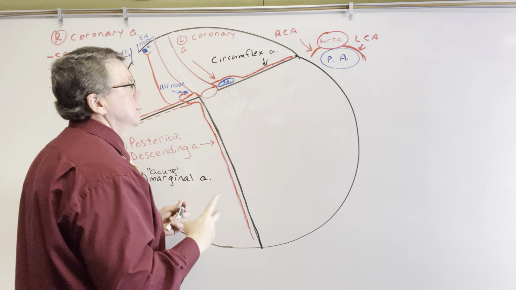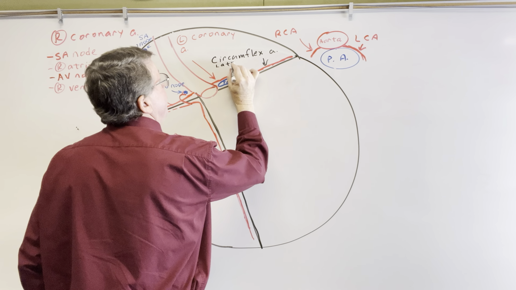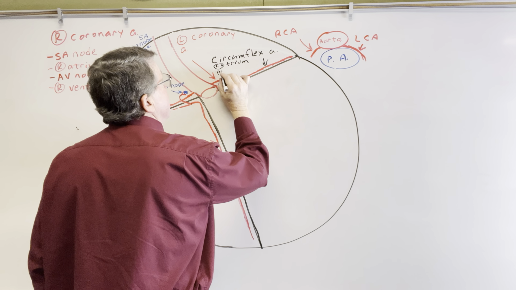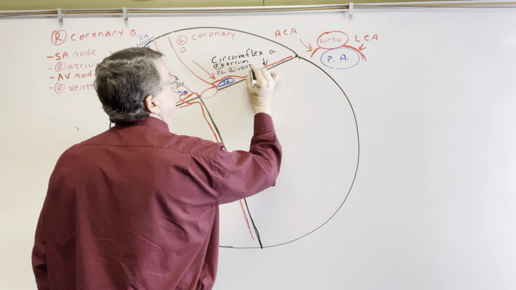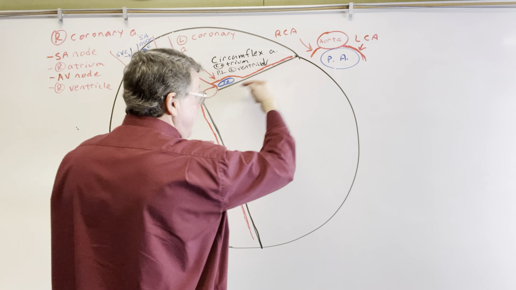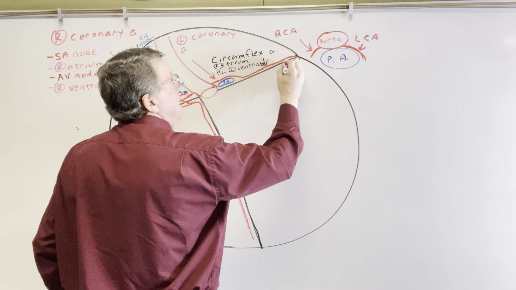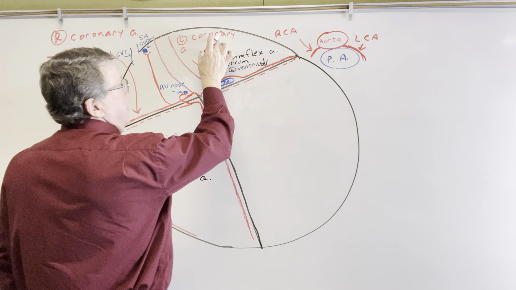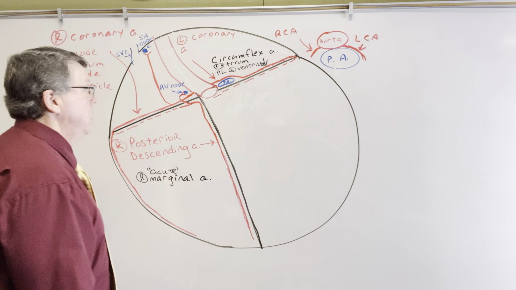The circumflex artery is going to supply blood to the left atrium and the posterior lateral left ventricle. Okay? And so what this is going to do now is it goes out that way, then it's going to come back just like my right coronary artery did. Remember, this is traveling in the coronary sulcus, and the coronary sulcus separates the atria from the ventricles. Okay, remember we said that over here?